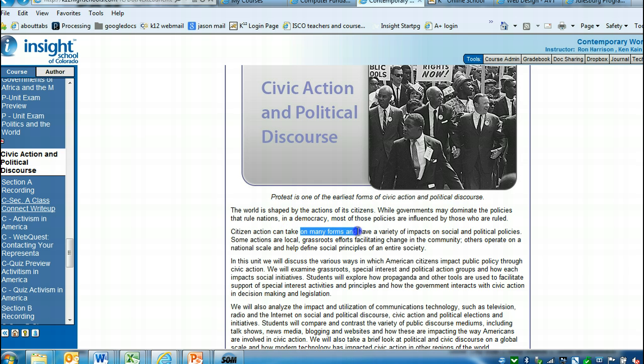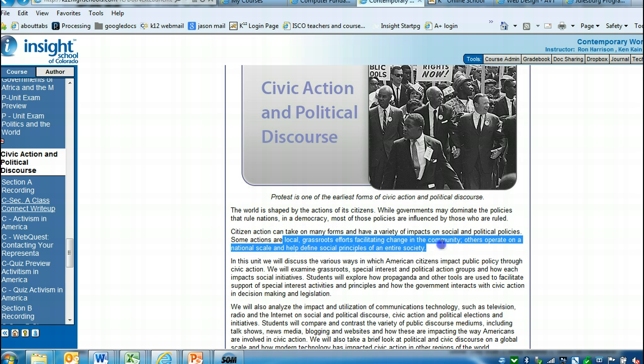So civic action can take on many forms and varieties of impacts. But some of the actions are local grassroots efforts. Then others would be national efforts. So there are local grassroots efforts, that means localized, starting at the bare bottom of a community. And then the efforts that are on a national scale. So those are the two types: the local efforts to facilitate change, and the national efforts to define social principles for an entire society.